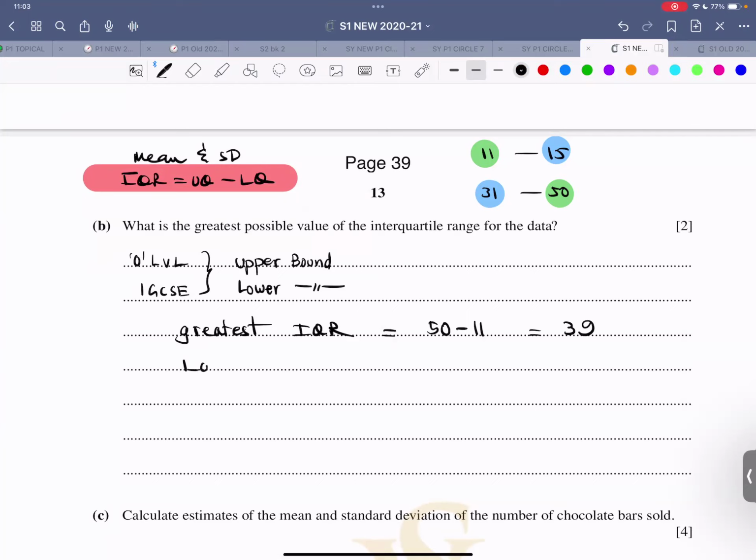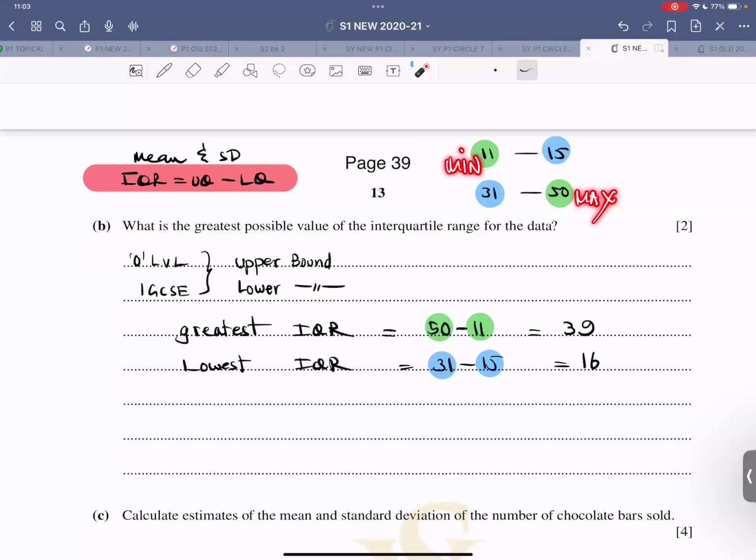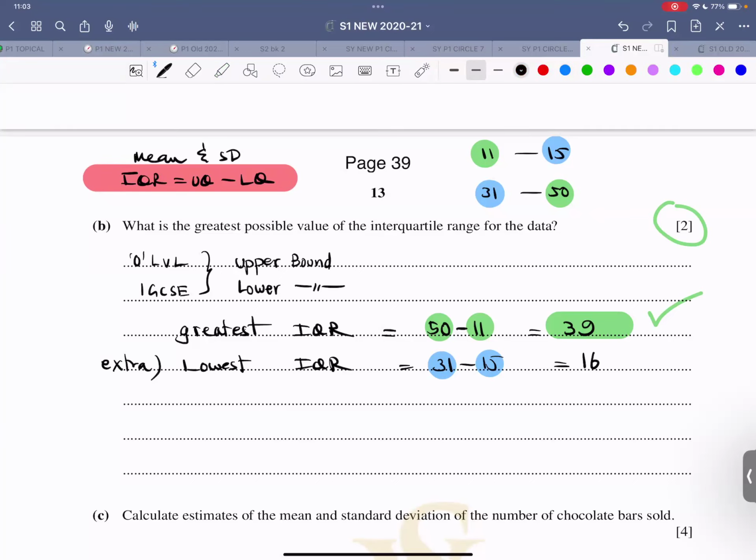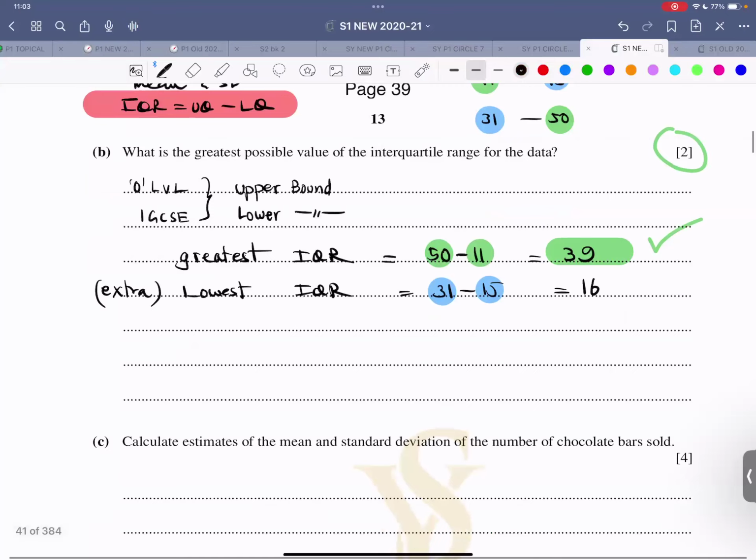Let's say if they would have asked for the lowest interquartile range, that would be 31 minus 15, which comes out to be 16. So just focus on the color. The lowest would be 31 and 15. The greatest would be 50 and 11. That means the maximum from here, the minimum from here, this difference will give me the maximum. For right now, this is the only thing I'm focusing on, and that is the answer for 2 marks. This is something extra that I did in case they ask it the next time.